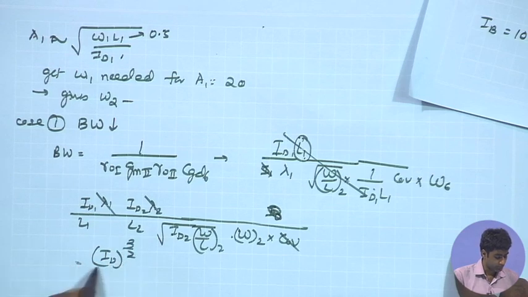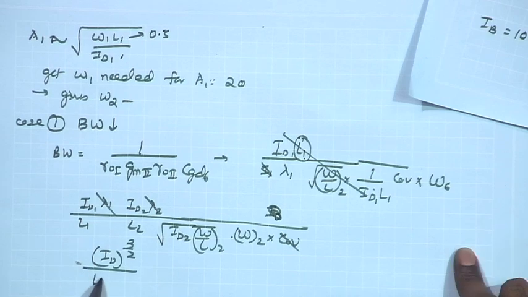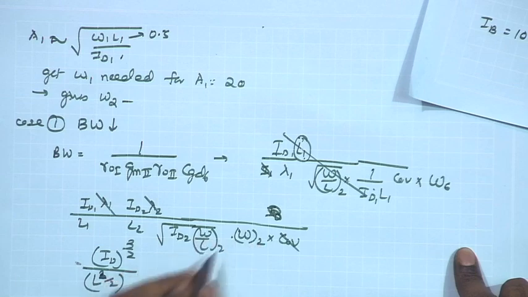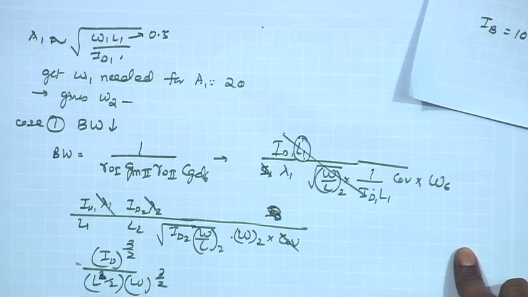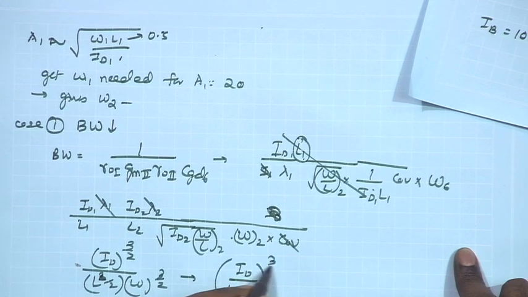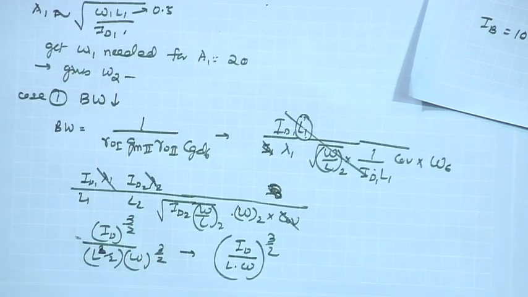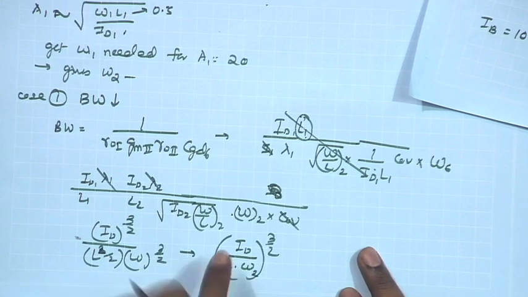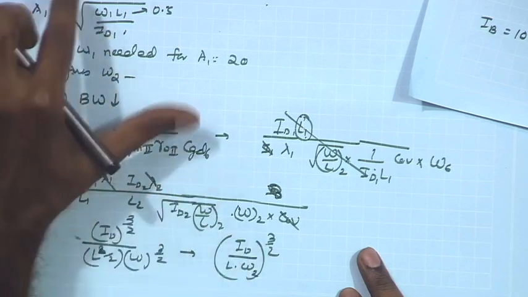So I have ID to the power of 3 by 2 coming over here, and then I also have L to the power of 3 by 2 coming over here, and likewise we can say W2 times root under W2, so W to the power of 3 by 2 coming over here. So these are the quantities I am seeing. So ID upon L times W to the power of 3 by 2, and this is W2.